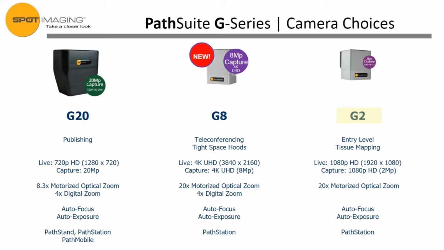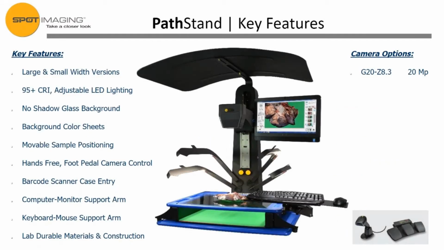The G2 we target for entry level. Basically it gives you good tissue mapping. It can do publication, but you can't really crop in on the images. What you get is what you get. That's a live 1080p HD capture, 2 megapixel and 2 megapixel live, 20x motorized zoom again, autofocus, auto exposure, and it's only available on the PathStation.